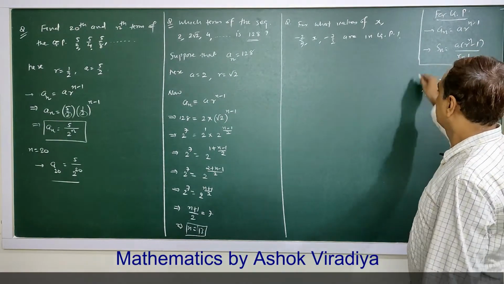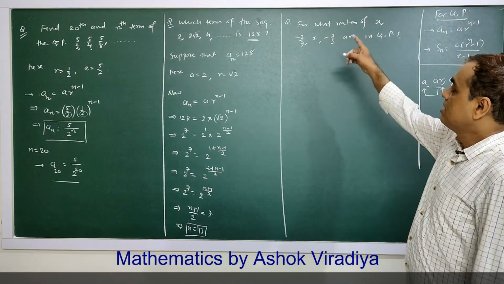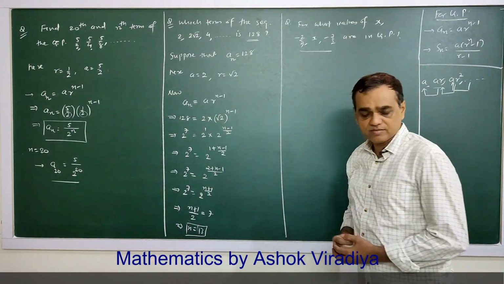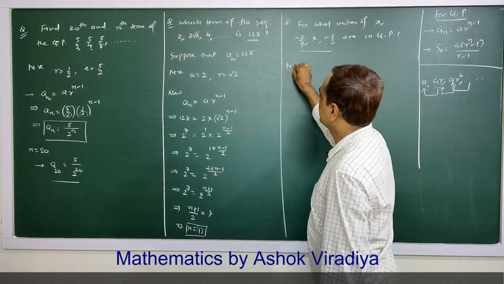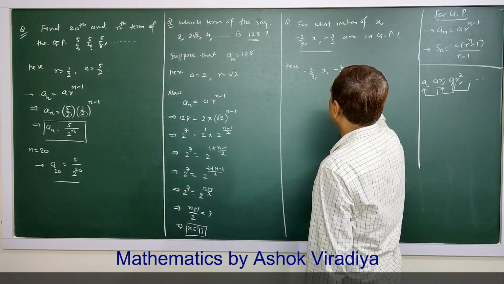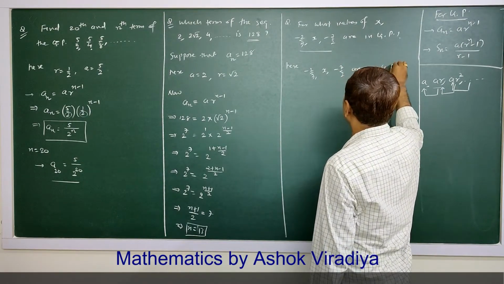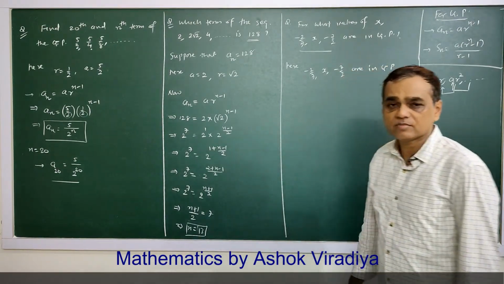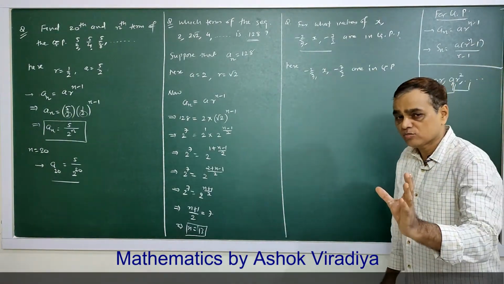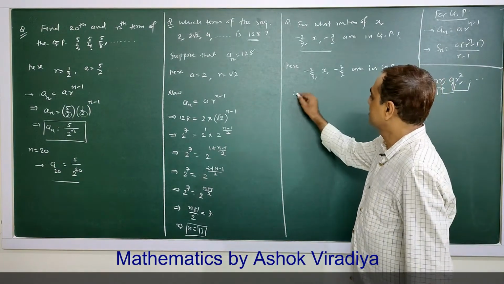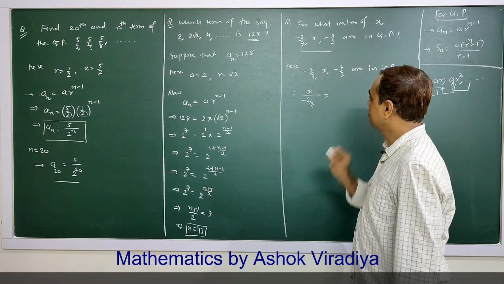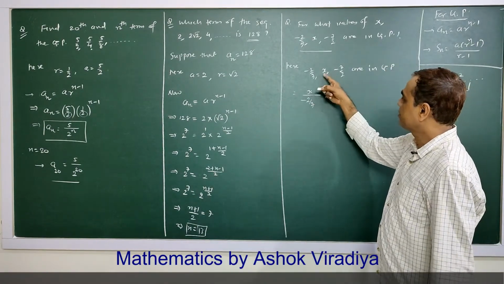Now here, for what value of x are these numbers in GP? Given that minus 2, x, minus 7 by 2 are in geometric progression. Three numbers are in geometric progression, so the common ratio must be equal. That means second term divided by first term equals third term divided by second term.